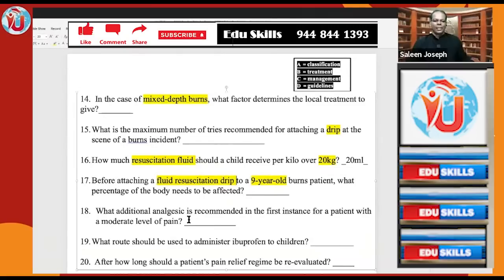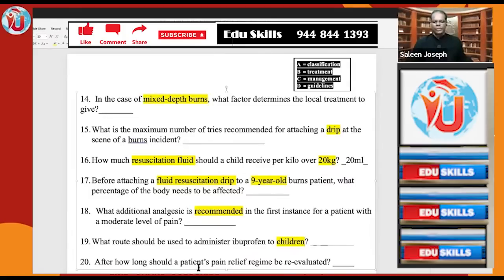Yeah, B. Then what additional analgesic is recommended? Where does it happen? Recommendation, guidelines. What route should be used to administer ibuprofen to children? Again, you have to go to child, pediatric, administer ibuprofen. What route? Route means orally or through IV? So where should it be, under treatment or management or guidelines?